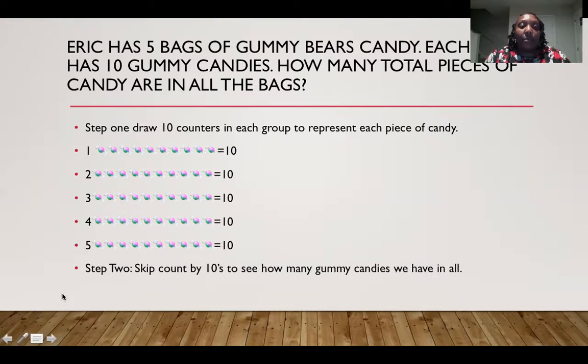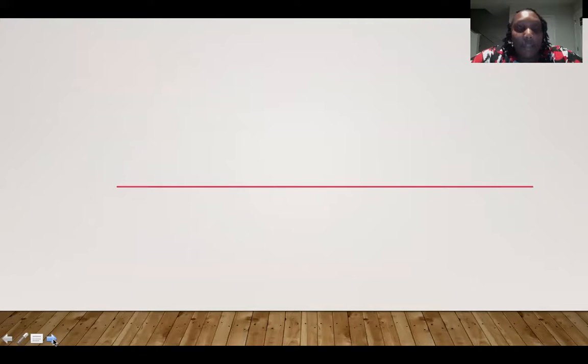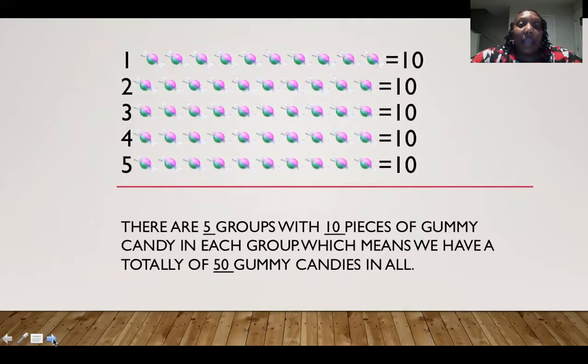So the second thing we'll do here is skip count by tens to see how many gummies we have in all. The reason why we want to skip count, it makes it easier. We group our items together, we skip count, it makes it easier to find the sum in all. So we look here, we skip count by 10. We'll start with bag number 1, 10, 20, 30, 40, and 50. Excellent job. So far we know there are 50 pieces of candy in our groups.